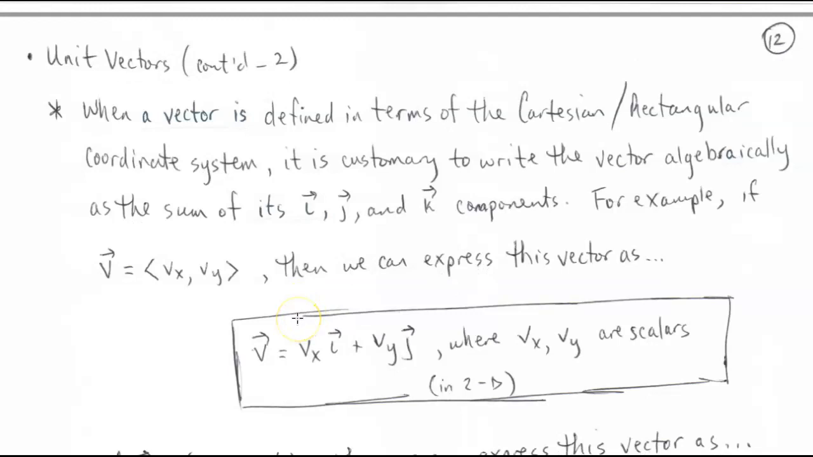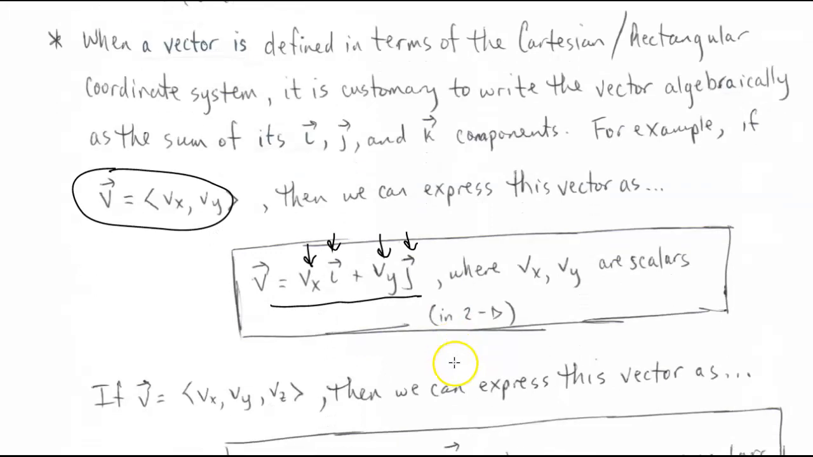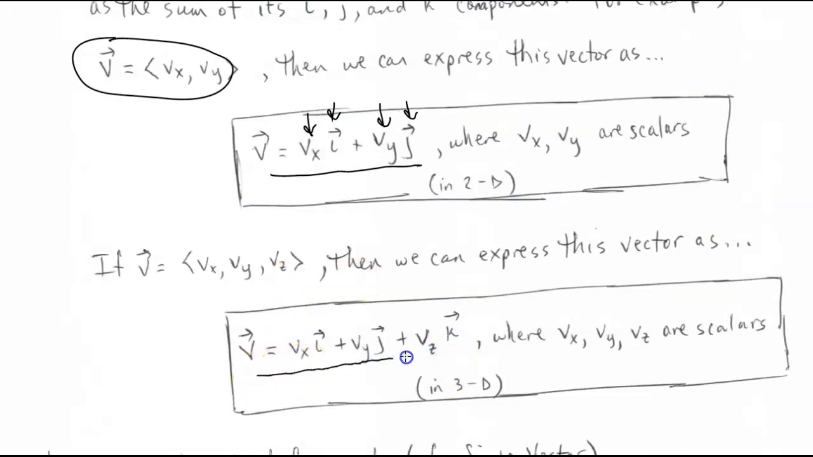When a vector is defined in terms of the Cartesian or rectangular coordinate system, it's customary to write out this vector in algebraic form. Instead of writing it like this, in 2D space we write the magnitude of the vector going in the x direction times the I directional vector, plus the magnitude of the vector going in the y direction times the J directional vector. Of course, this is what it would look like in 3D space. Same concept. We're just adding the direction of the vector according to the z-axis, and that directional vector K.